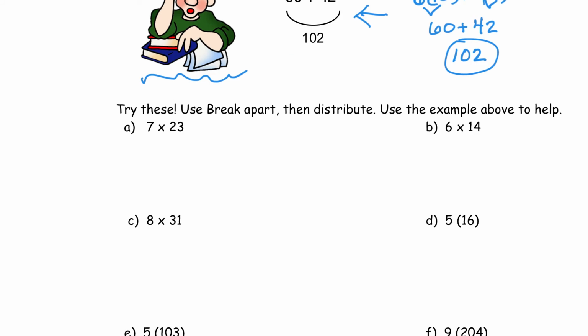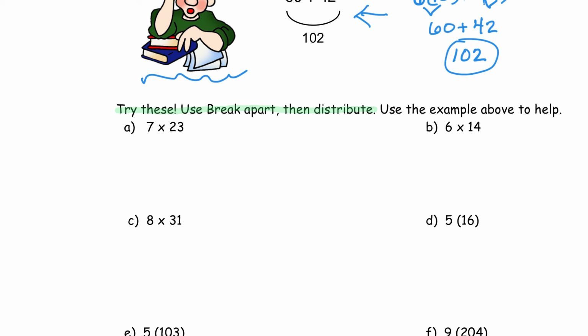Now let's take a look at some straight examples. It says try these. Use break apart, then distribute. And then it says you could use the example above to help you. All right, letter A, 7 times 23. And again, you could write it below or on the side.